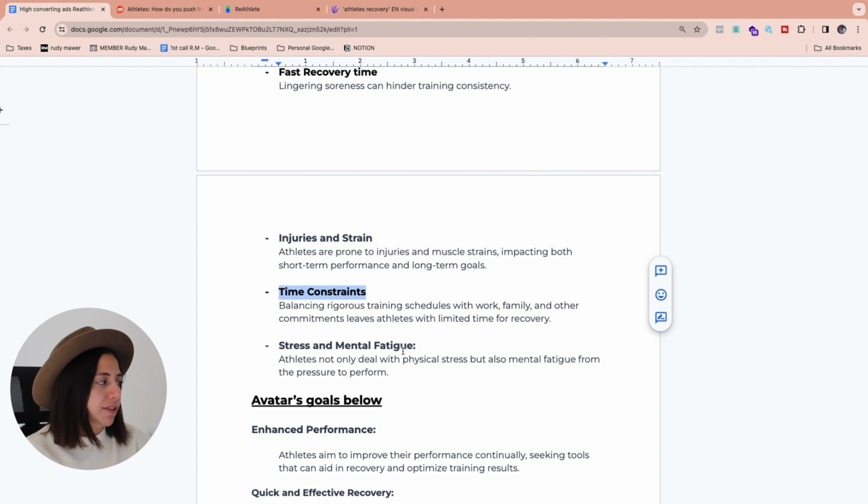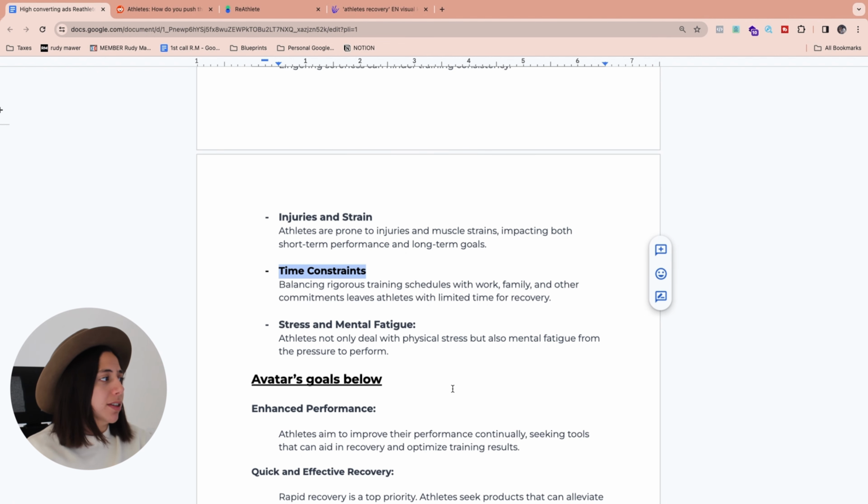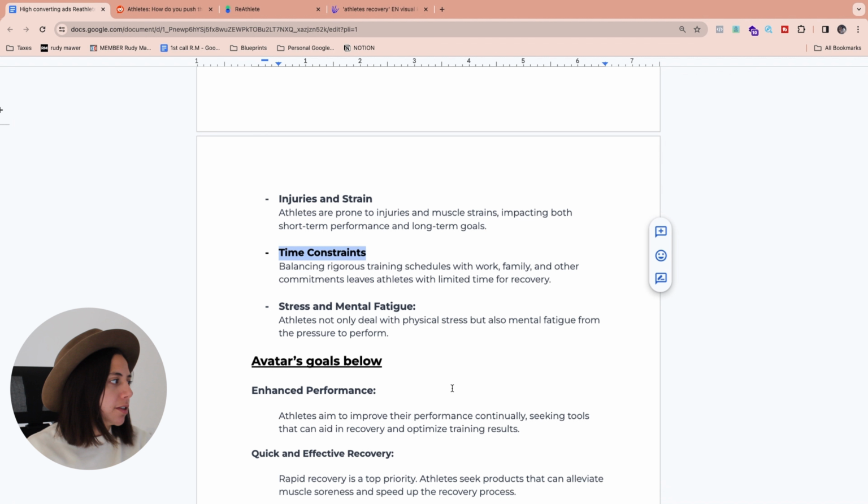Now, stress and mental fatigue is another one as well. As we saw together, anxiety for an athlete is pretty common because they are stressed about their performance, stressed about the competition. They have to perform daily and they really push themselves mentally and physically on a daily basis. So we have to find a way to really make them recover, right?